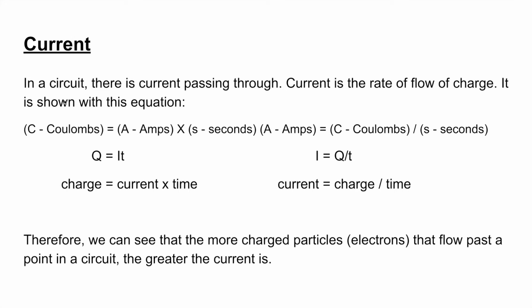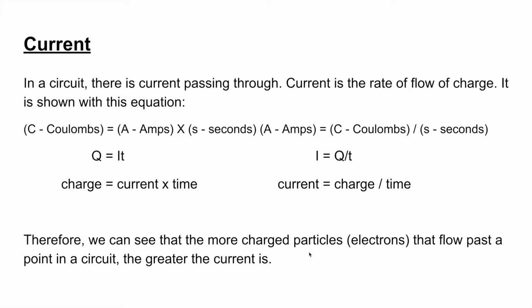Next, current. In a circuit, there is current passing through. Current is the rate of flow of charge. It is shown with this equation, Q equals I times T, or I equals Q divided by T, where Q means charge, measured in coulombs, with symbol C, I means current, measured in amps, with symbol A, and T means time, measured in seconds, with symbol S.